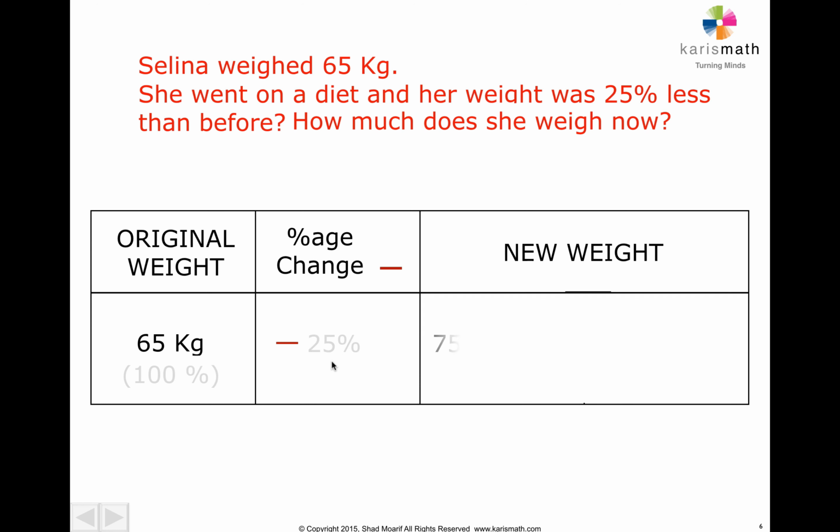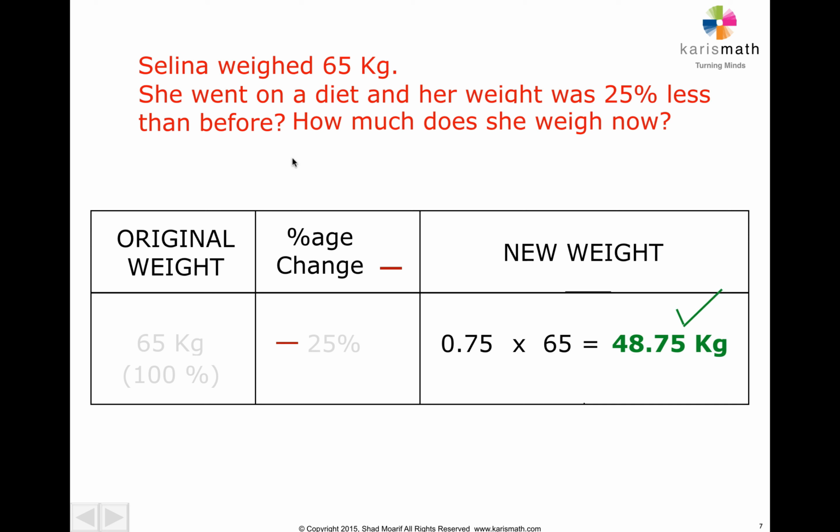So 100 minus 25 is 75% of what it was, which was 65 kilograms. So 75% of what it was is what it is now. So take 0.75 times 65. That's what it is right now. It's 48.75 kilograms.